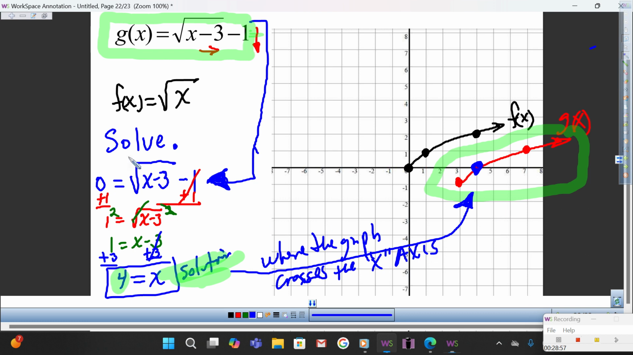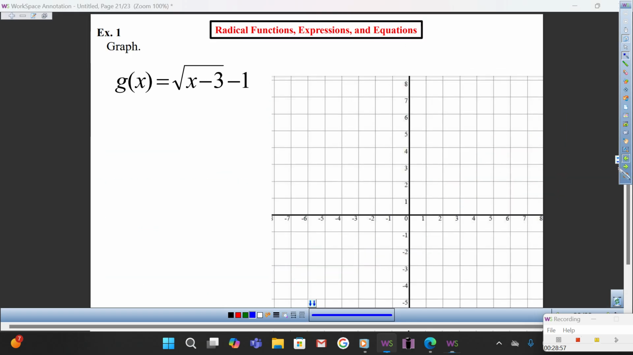So, does everybody know how to solve? Let's go over the steps. We rewrite it. Instead of g of x, we write what? 0. We solve for x, and that's how we get our solution. And what is the solution? Where the graph crosses the x-axis. All right, let's see if it's true.